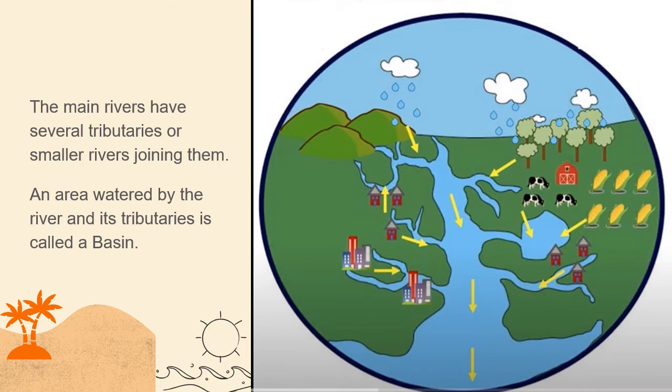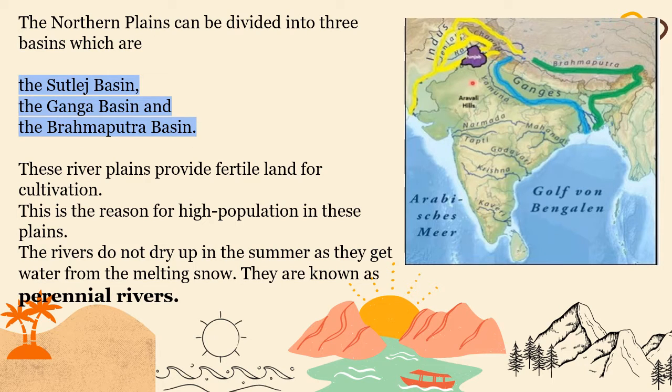The main rivers have several tributaries or small rivers joining them. An area watered by the rivers and its tributaries is called a basin. The Northern Plains can be divided into three basins, which are the Satluj Basin, the Ganga Basin, and the Brahmaputra Basin. These river plains provide fertile land for cultivation.